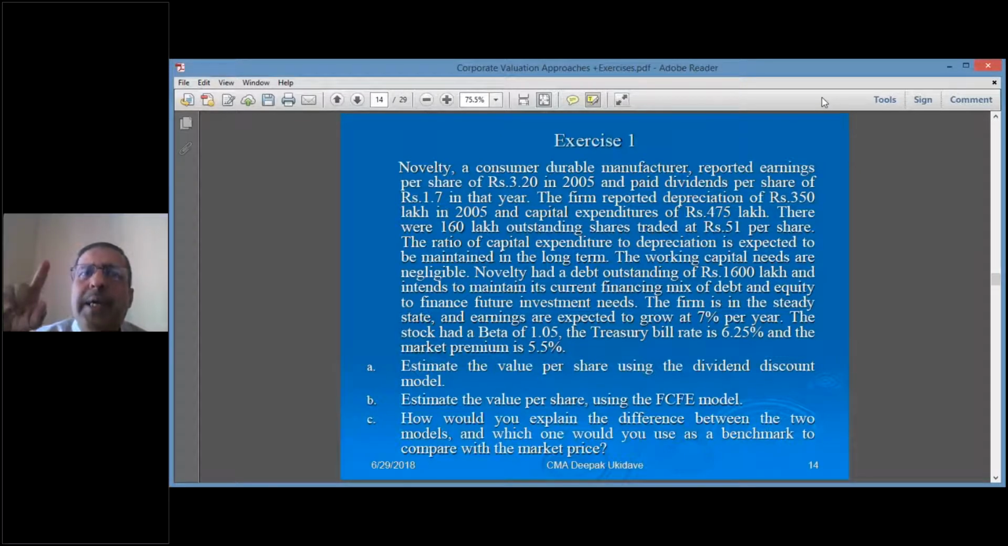FCFF, the starting point is NOPAT. NOPAT is sales minus operating expenses. That will give you EBIT. EBIT into 1 minus T will give you NOPAT. So the starting point for doing the valuation or forecasting of the future cash flow is NOPAT in FCFF model, because it is free cash flow to firm.